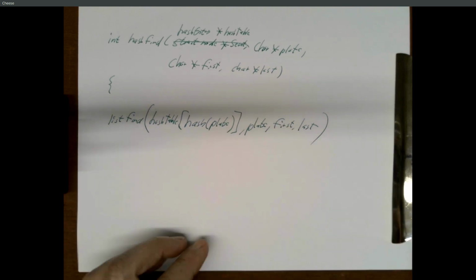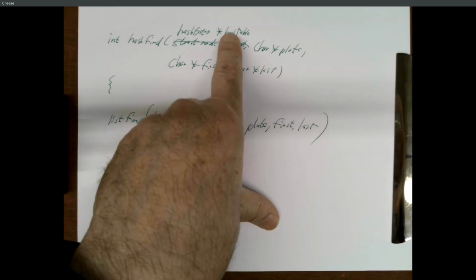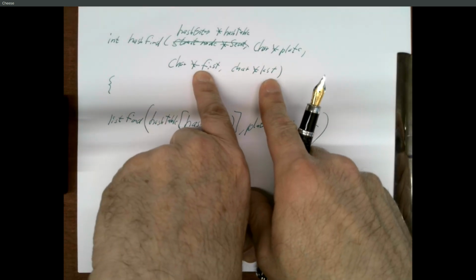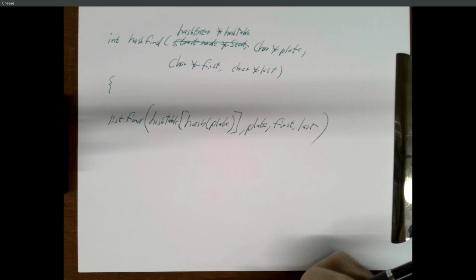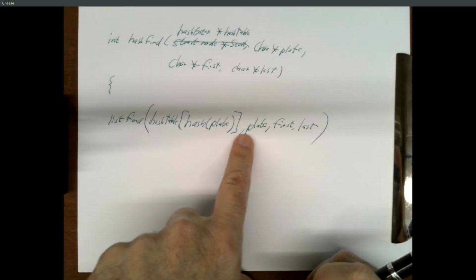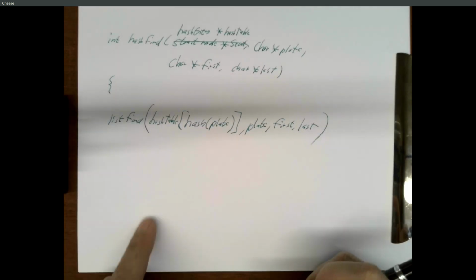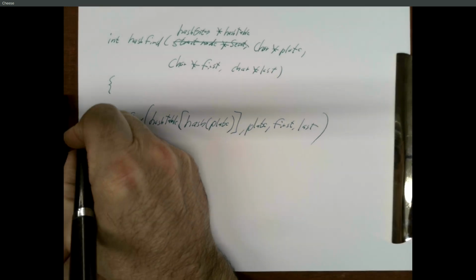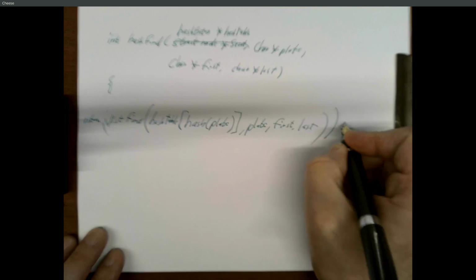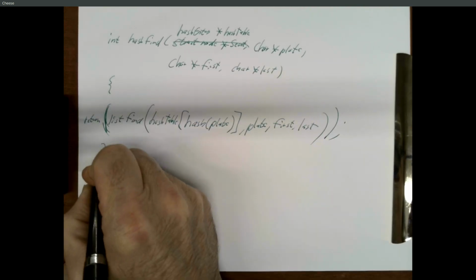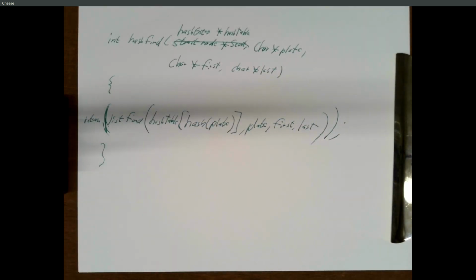Well, our goal for hash find is if we find this plate in the hash, change the value of these arguments first and last. Well, list find is going to do that. And we want hash find to return a 1 if it finds plate, return a 0 if it doesn't. So we can just return whatever list find gives us. And hash find can be a one-line function. It's just wrapping around list find.